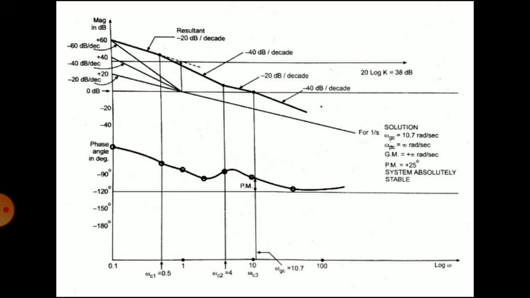And for the phase angle, the formula you have to use is phi 3 is equal to minus tan inverse omega upon 0.5. We have already discussed the formula for simple poles and zeros. So it is minus tan inverse omega upon 0.5.